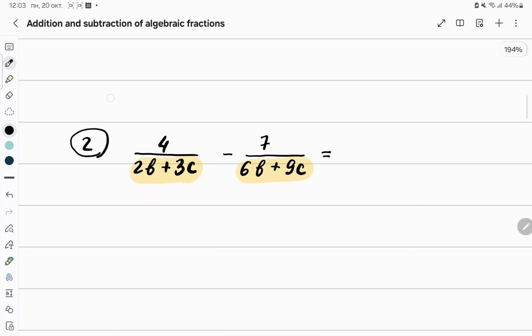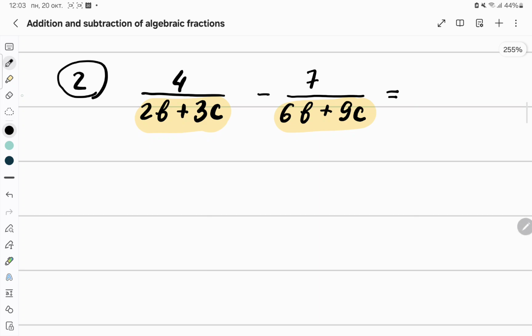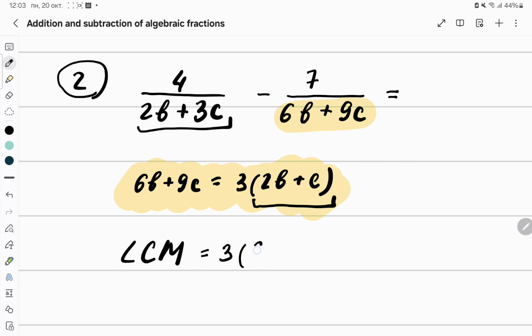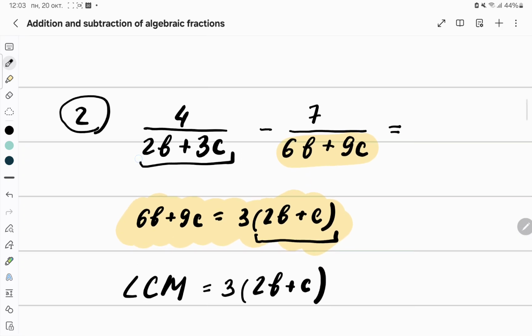Let's turn to the next example. In this example, you see that the denominators have almost the same multiples. So here the second expression could be written in the way of 6b plus 9c is equal to 3 times 2b plus c. Okay, so here you see that this 2b plus c is here, right? So it means that the lowest common multiple, LCM, is equal to 2b plus c. So that's why the first fraction should be multiplied by 3.